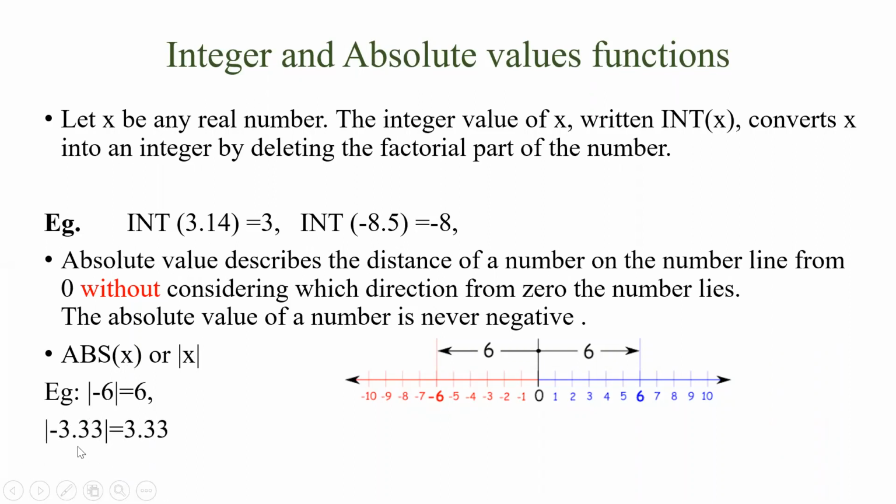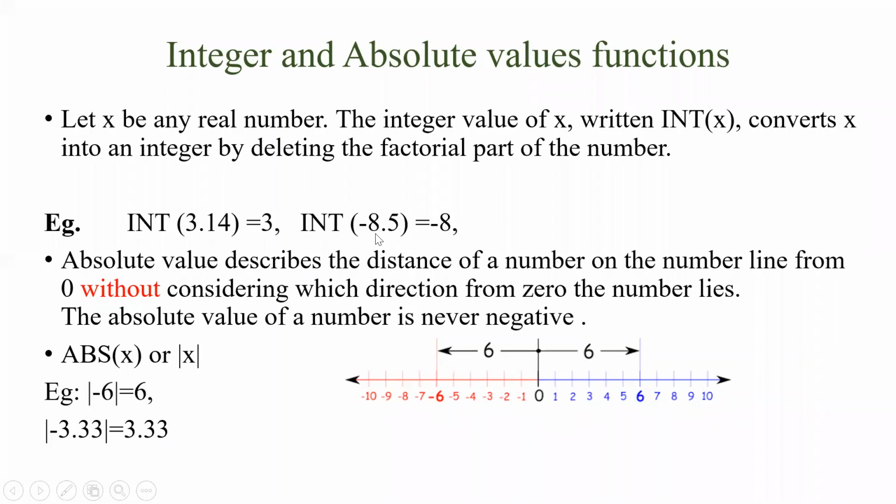Then if you're finding the absolute value of a real number, a real number will be having the fraction part as well as a minus sign. So when you find the absolute value, it will return only the positive part, that is, you will just ignore the minus sign and it will return 3.33. You have to understand one thing in this.